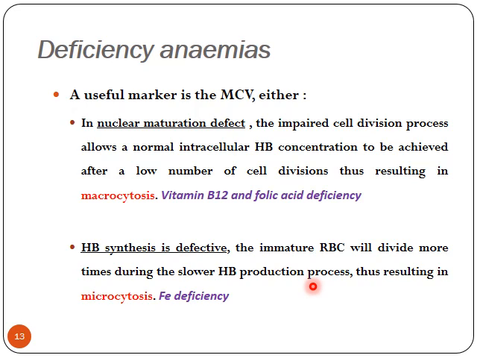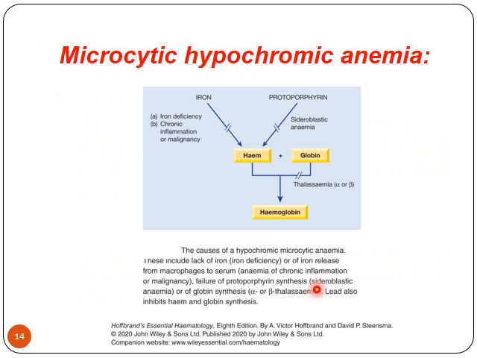Using the MCV, an impaired cell division process allows a normal intracellular hemoglobin concentration to be achieved after a low number of cell divisions, thus resulting in microcytosis. While if the hemoglobin synthesis is defective, the immature RBCs will divide more times during the slower hemoglobin production process, thus resulting in smaller RBCs, microcytosis, which is happening in iron deficiency.